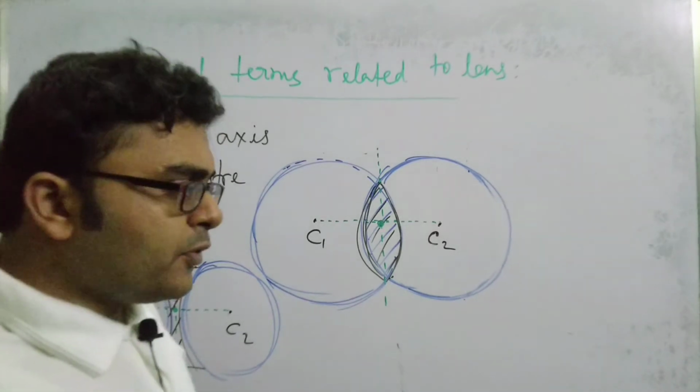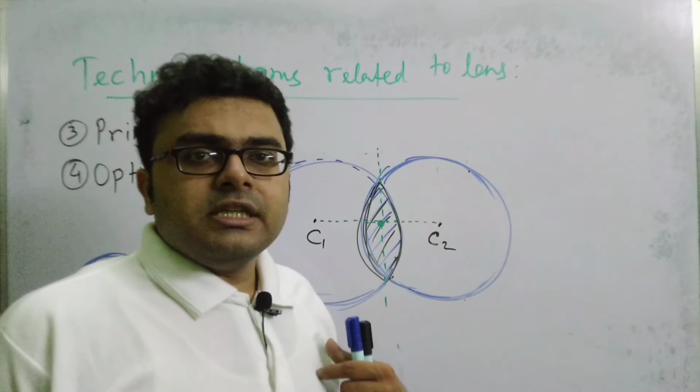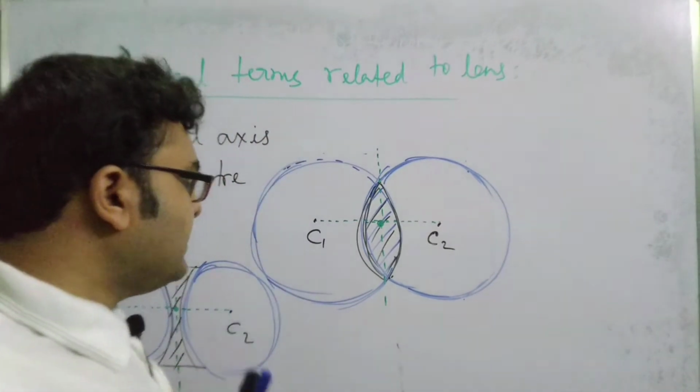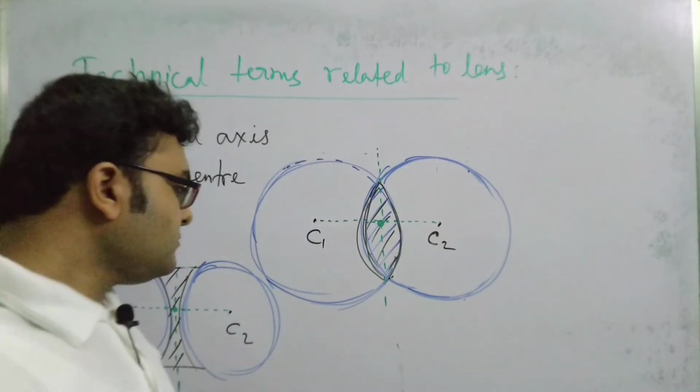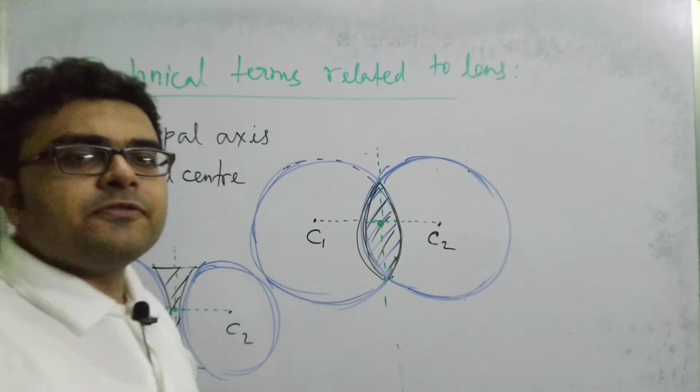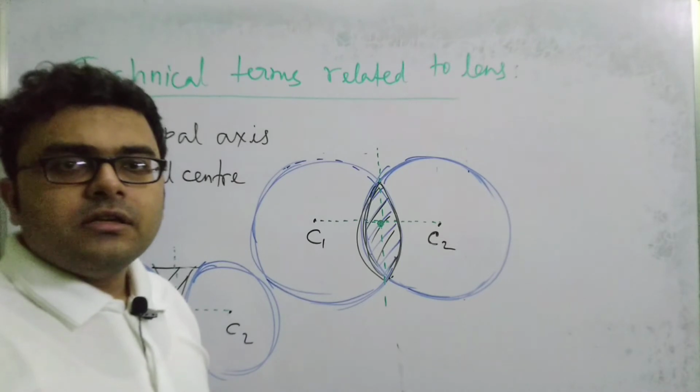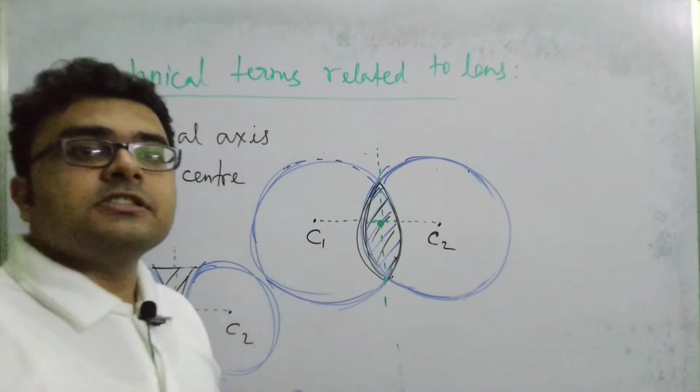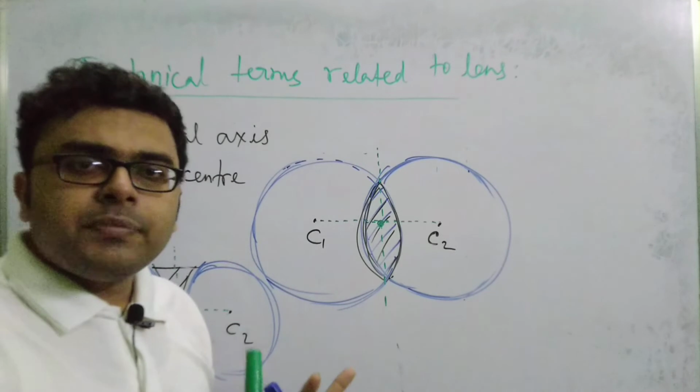Now here is one important thing to note: what happens when light is incident at the optical center. In that case, the light is refracted, but it is refracted parallelly. Okay. And in case of thin lens, if I consider these to be two thin lenses, then light falling at the optical center is not at all refracted. It just passes straight through.